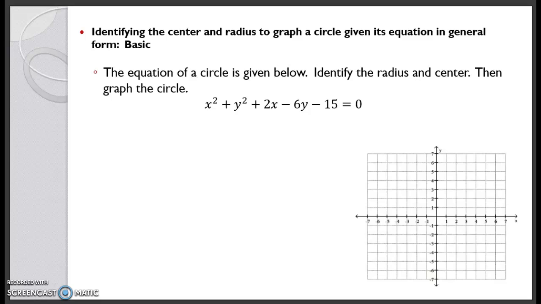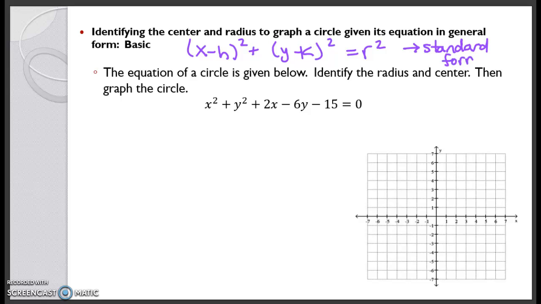Hey everyone! This video is going to go over identifying the center and radius to graph a circle given its equation in general form. Now, general form looks something like this. This isn't our normal x minus h squared plus y minus k squared equals r squared, right? No, that's standard form. Okay.